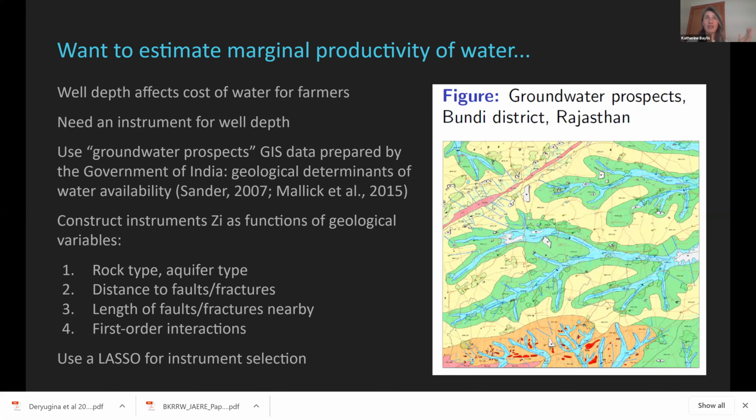But it's got tons and tons of information in there, including aquifer type, the faults, fractures, the rock types and layers at different depths, and all this kind of stuff, and then a bunch of interactions. End up with a lot of potential instruments. And so then they use a lasso to try and select what are the appropriate instruments to predict, again, groundwater depth based on these pre-existing geological factors.